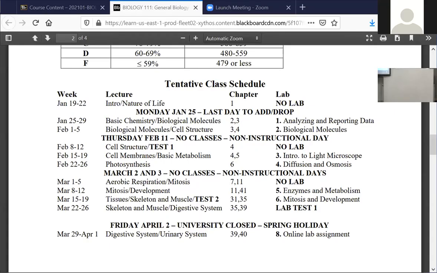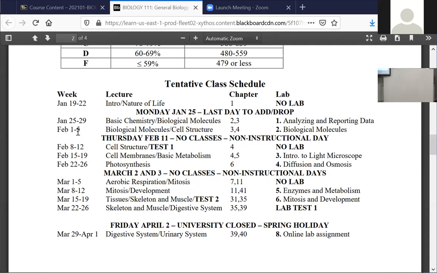Okay, so first, let's talk about the syllabus. Those of you who have been following the syllabus might have noticed that at the end of next week, in the tentative class schedule, there's a test scheduled. Now, we're a little bit behind the syllabus.